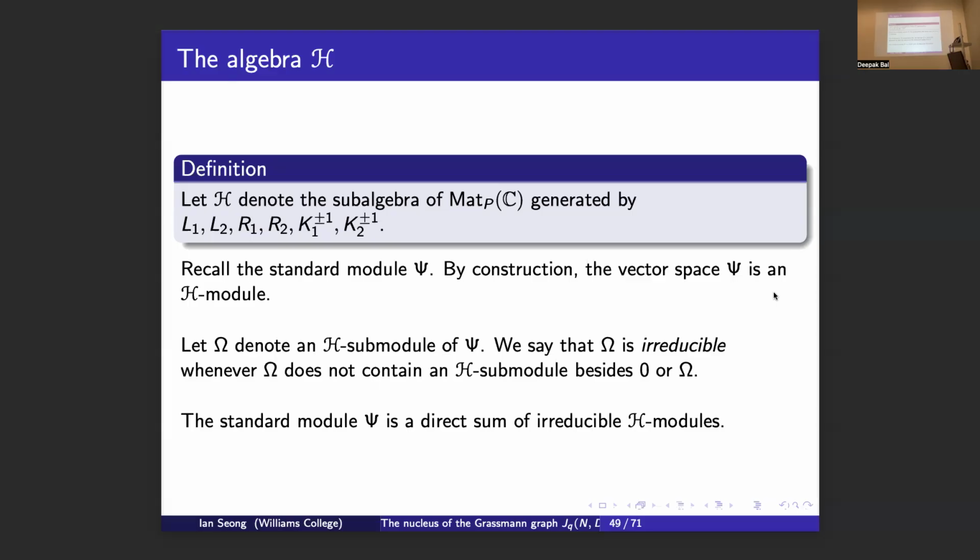Okay, so we recall the standard module psi. By construction, psi is going to be an H module. So H acts on the vector space psi. Again, irreducible module stuff. Let omega denote an H submodule of psi, and we say that omega is irreducible whenever omega does not contain an H submodule besides 0 and itself. And just like Maschke's theorem, the standard module psi is a direct sum of irreducible H modules.